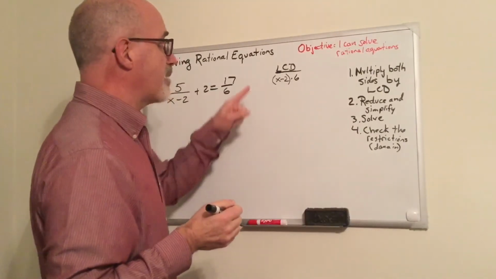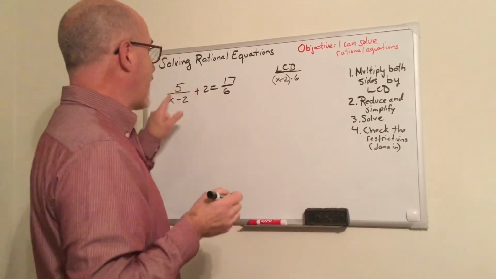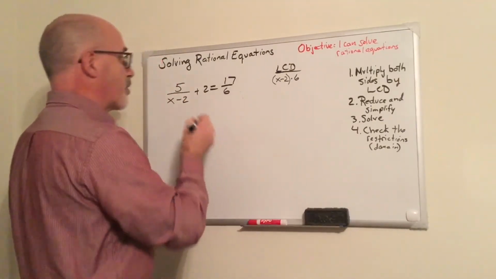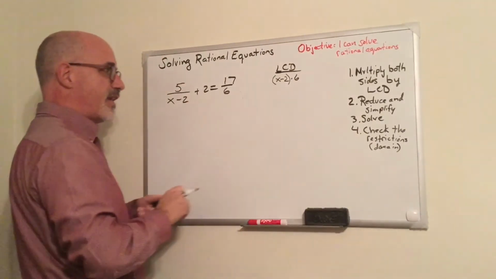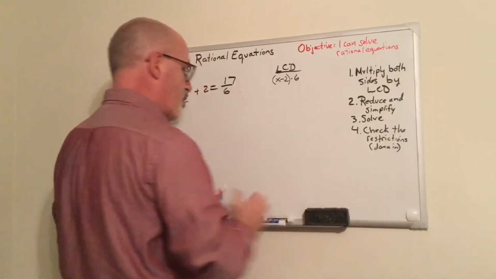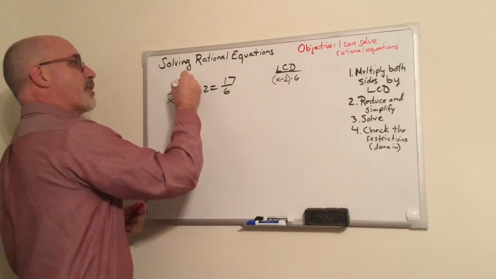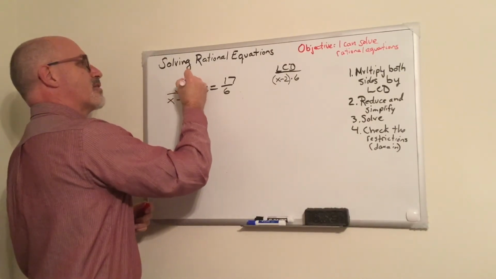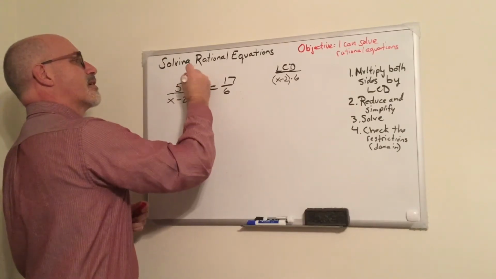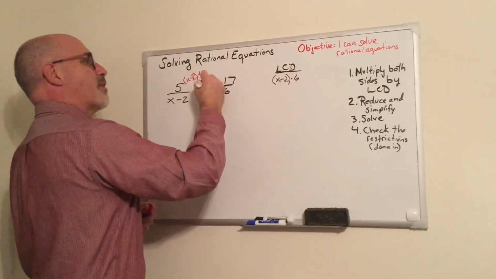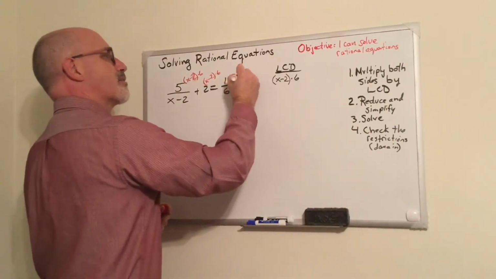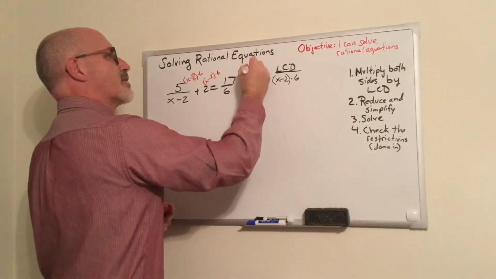Now we're going to go ahead and multiply by that LCD on both sides and distribute it. So I'm going to multiply it by every term. I'm going to list it right above each one of these. I'll do it in a different color so we can see it. But what you want to do is take it and multiply this one by x minus 2 times 6, and this one by x minus 2 times 6, and this one by x minus 2 times 6.